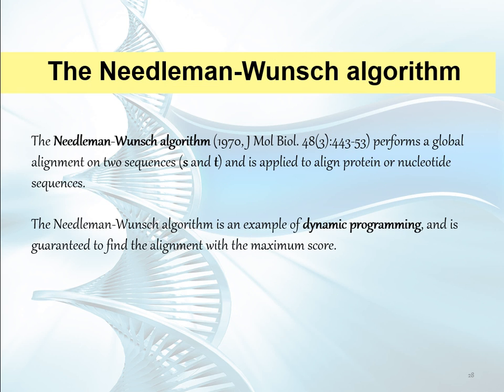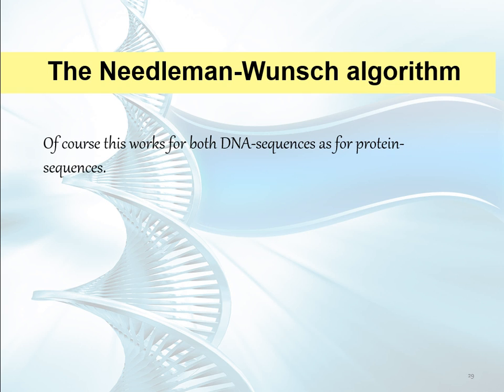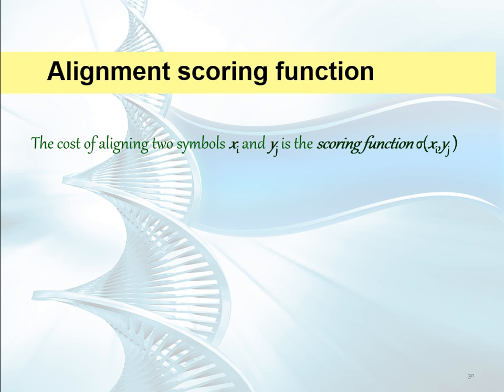Okay. Second one is the Needleman-Wunsch algorithm, which performs global alignment on two sequences, that is S and T, in the aligned protein or nucleotide sequence. It is an example of dynamic programming, and it is guaranteed to find the alignment with the maximum score. Means the Needleman-Wunsch algorithm shows the maximum score in the alignment process. Of course, this works for both DNA as well as for protein.